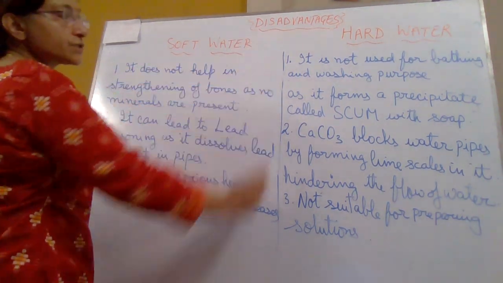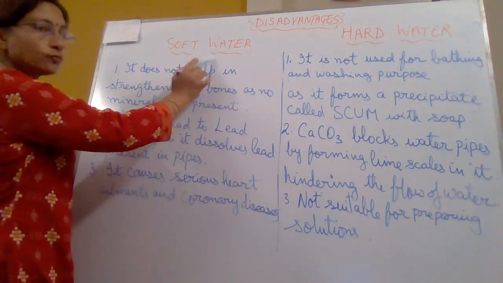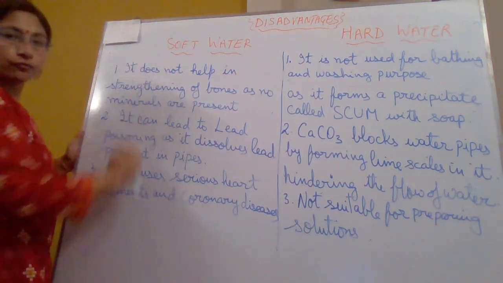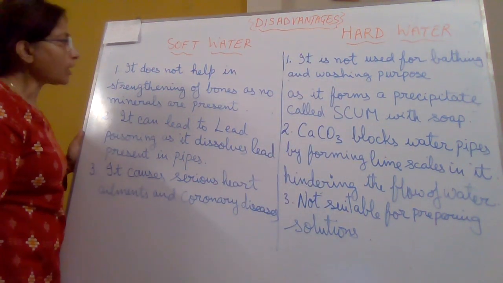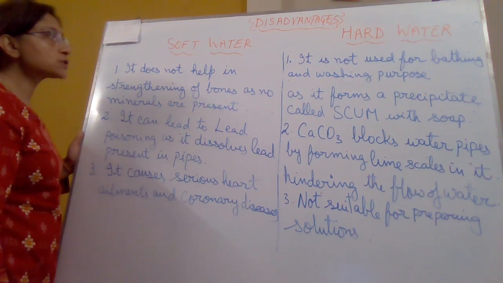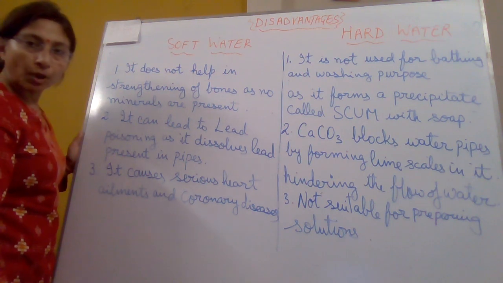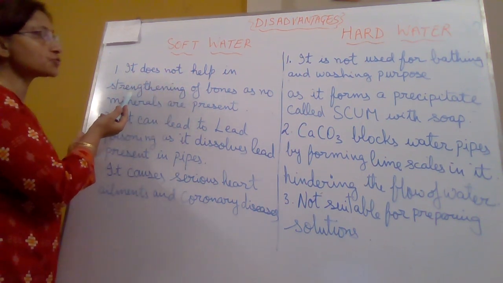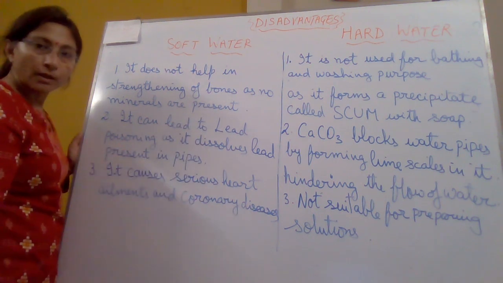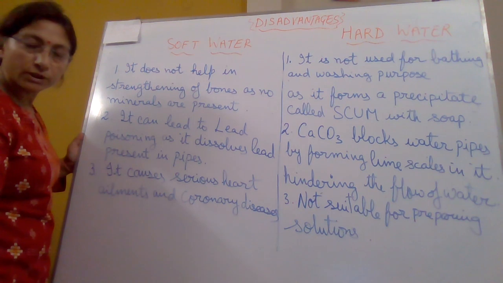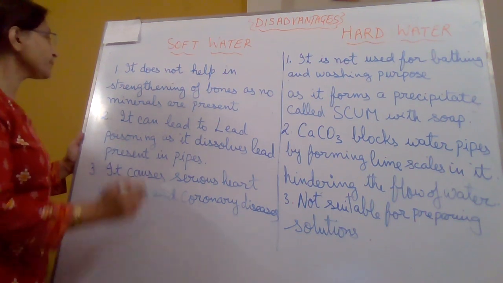The disadvantages of soft water and hard water. First of all, the disadvantages of the soft water. The soft water we know does not contain large amount of calcium ions, hence it does not help in strengthening of bones. Right? Because for the bones, calcium is one of the most important minerals that is required.